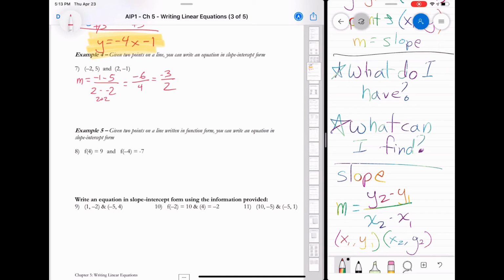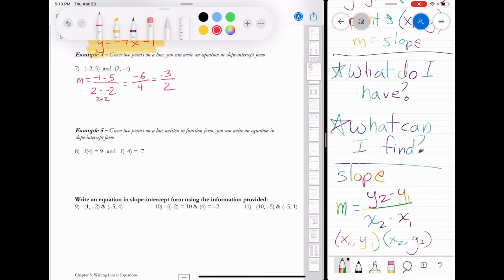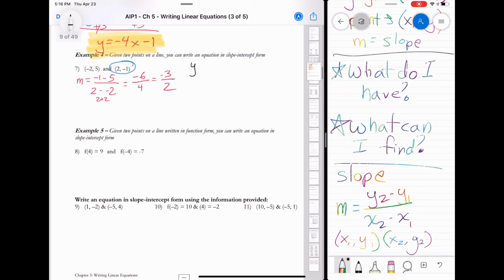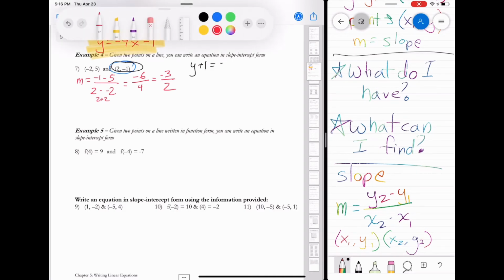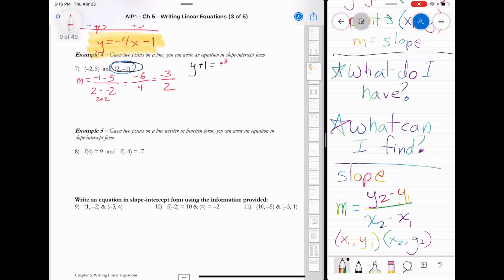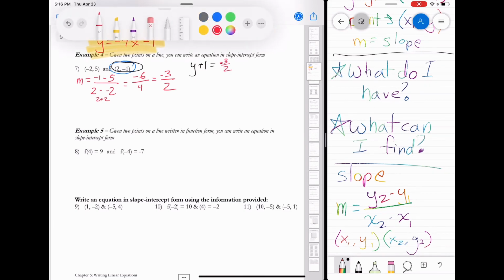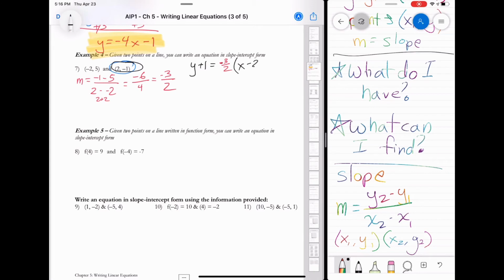Okay, so now I'm going to ask myself the question again. What do I have? All right, now I have 2 points and a slope. What can I find? Well, whenever I have any kind of point and a slope, I can put it into PSF, into point slope form. All right, so let's do that. We get y minus, remember I'm using this one, y plus 1 equals -3/2 times x minus 2.